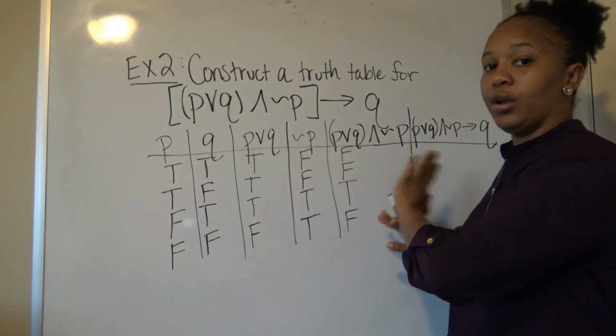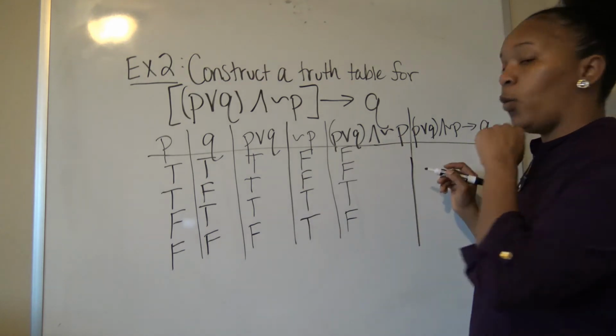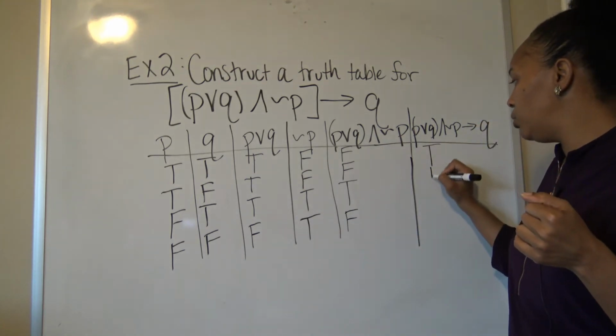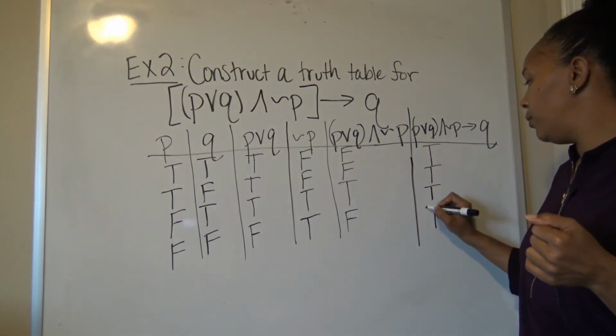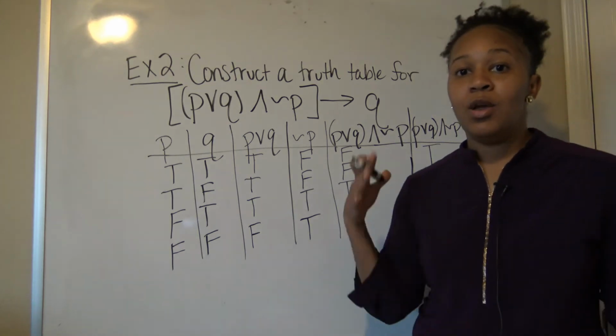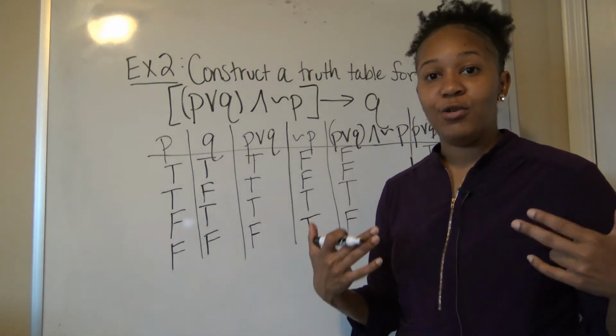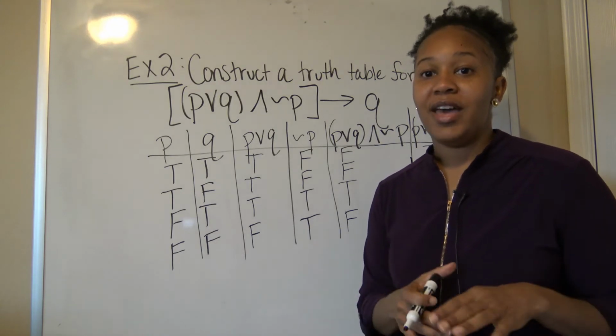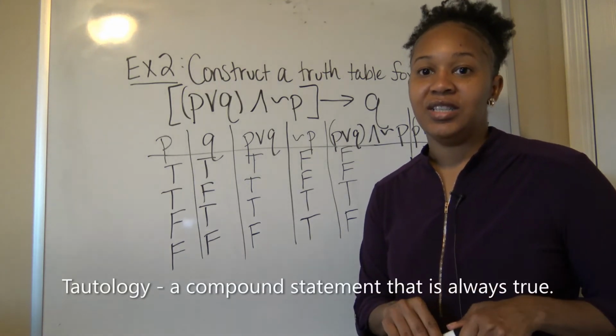So that means there are no cases where, in this one, it is false. That means all of these would be true. All 4 of them would be true. Now, whenever every value comes out to be true, that is called a tautology.